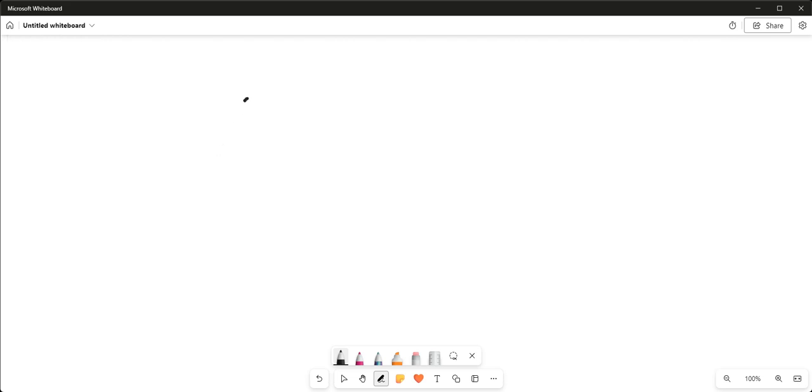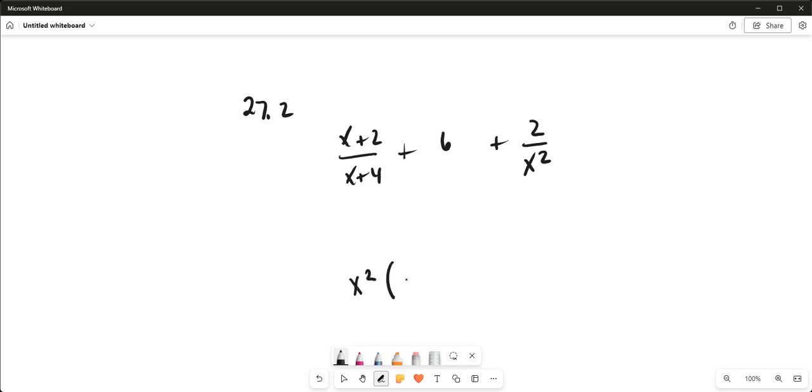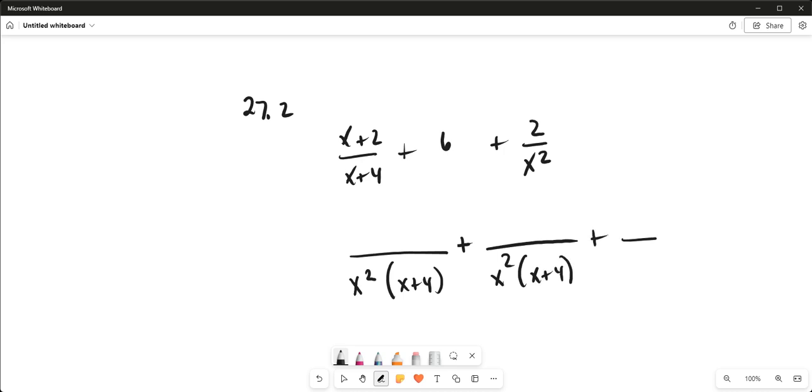Look at 27.2, x plus 2 over x plus 4 plus 6 plus 2 over x squared. The common denominator is going to be x squared times x plus 4. So all three of these terms will have that common denominator. Okay, and then I'm going to look to see what I had to multiply by each of these terms in order to get that common denominator.